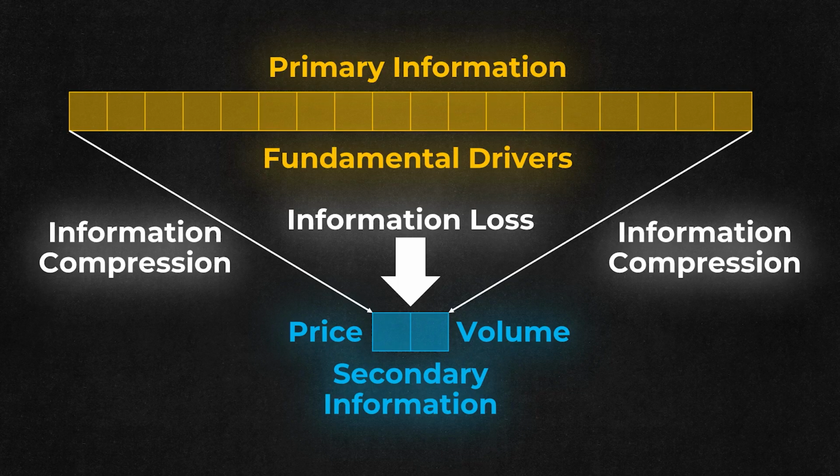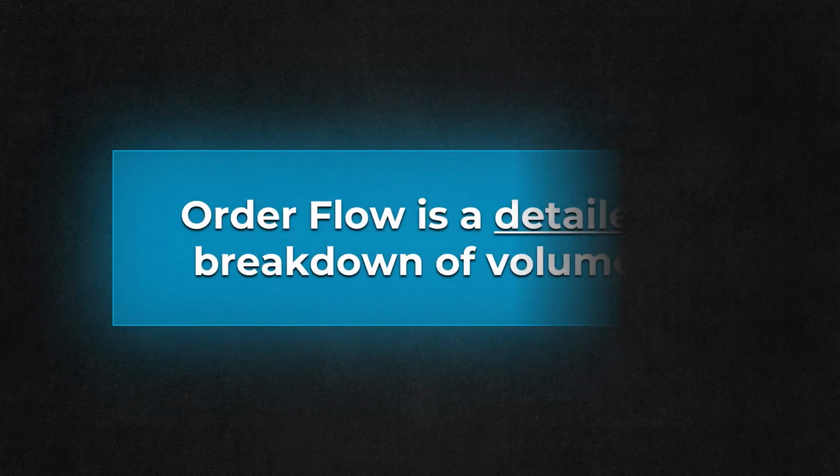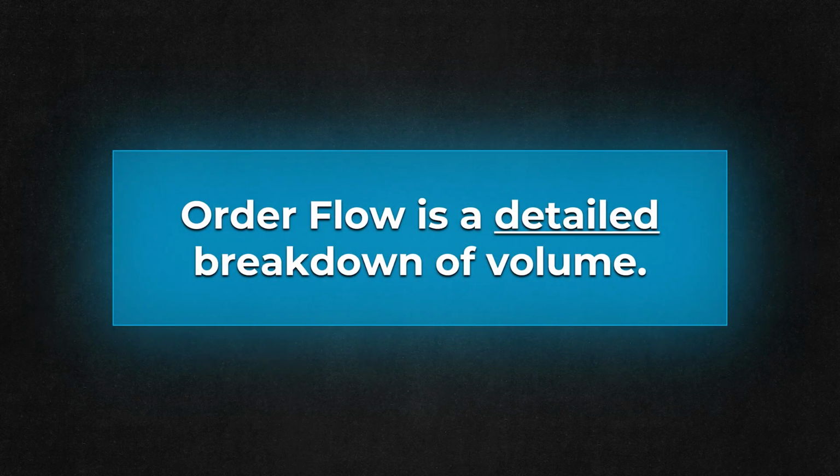You can view order flow as a detailed breakdown of volume. That has tremendous consequences. When we integrate price action with order flow analysis, we can dramatically increase the precision and timing of entries and exits in comparison to the use of price action in isolation. Price action is great, but since it's secondary information, it also lacks transparency.